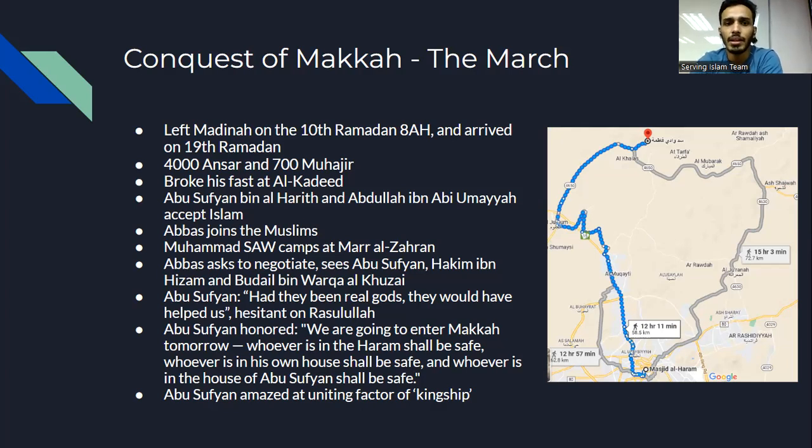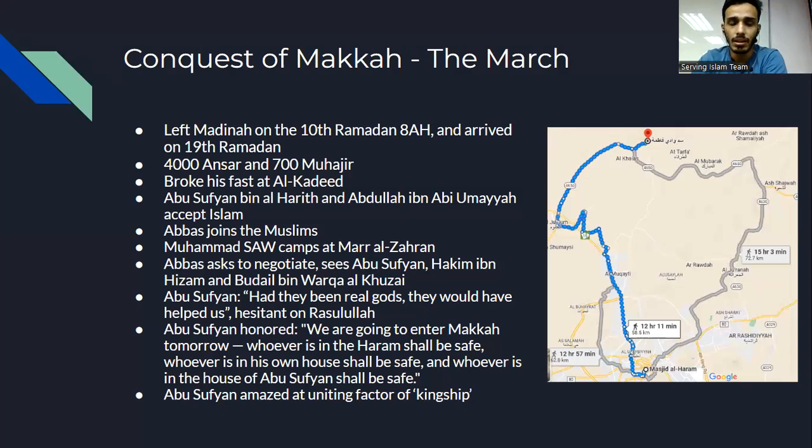Okay. Now, one small tidbit that I forgot to mention was that when the Muslims were marching towards Makkah and they arrived in this place called Al-Qadid, they broke their fast because it was Ramadan. When people are traveling, the concession is given that they can break their fast and make it up after Ramadan. So what the Muslims did was that they started the day with fasting, and then when they marched and reached this place called Al-Qadid, they broke their fast and intended to make it up later.